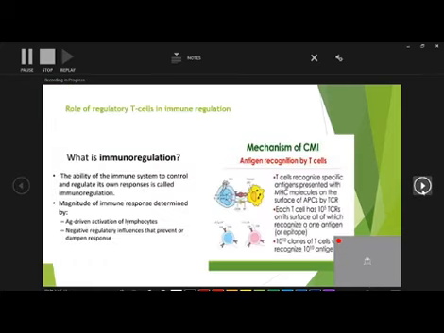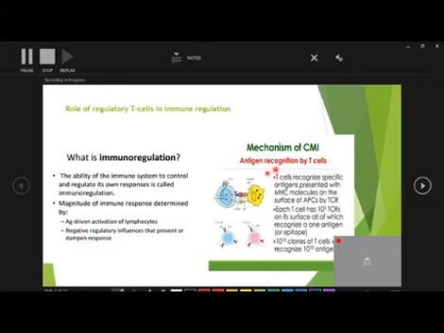I'm here to present questions 6 to 10, where I will start with the role of regulatory T cells in immune regulation. What we mean by immune regulation is the ability of the immune system to control and regulate its own response, where this regulates the immune response towards the body. It does so by antigen-driven activation of the lymphocytes, and negative regulatory influences that prevent or dampen the response.